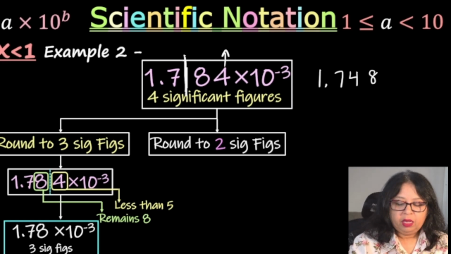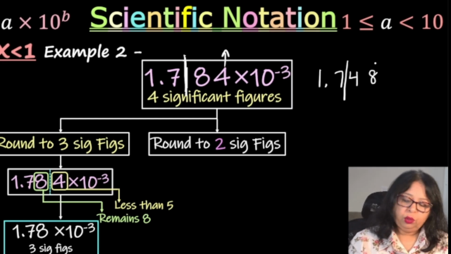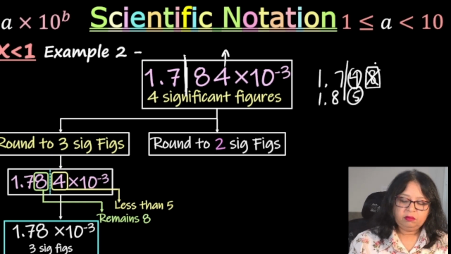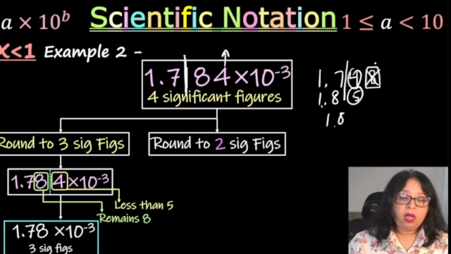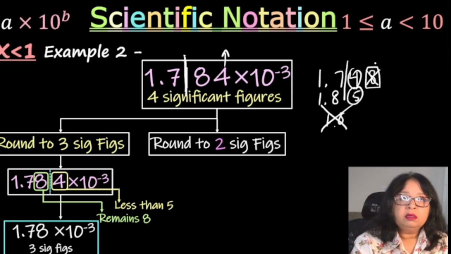Okay. I want to round it to 2 digits. So do I see that there's this 8 here? So when I take away this 8, this 4 becomes 5. And now since this is 5, the 7 becomes 8. And therefore the answer is 1.8. Absolutely not. That would be wrong.